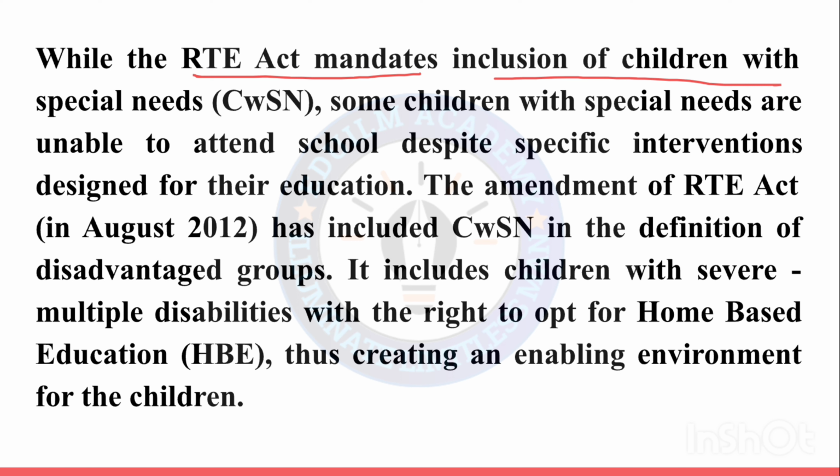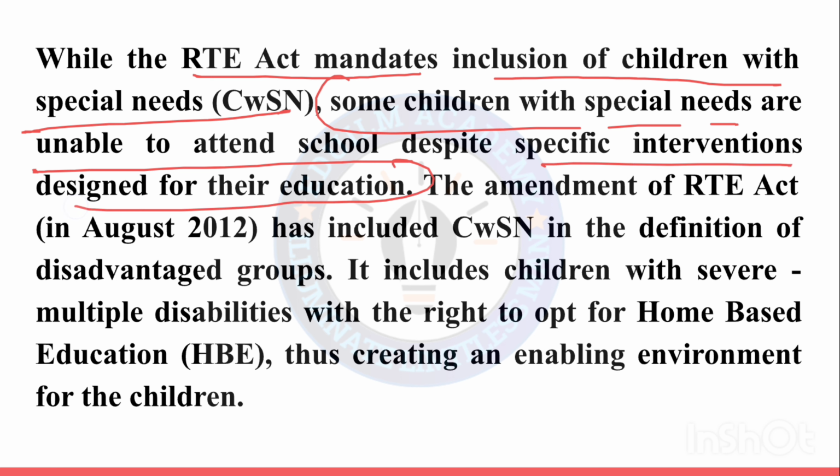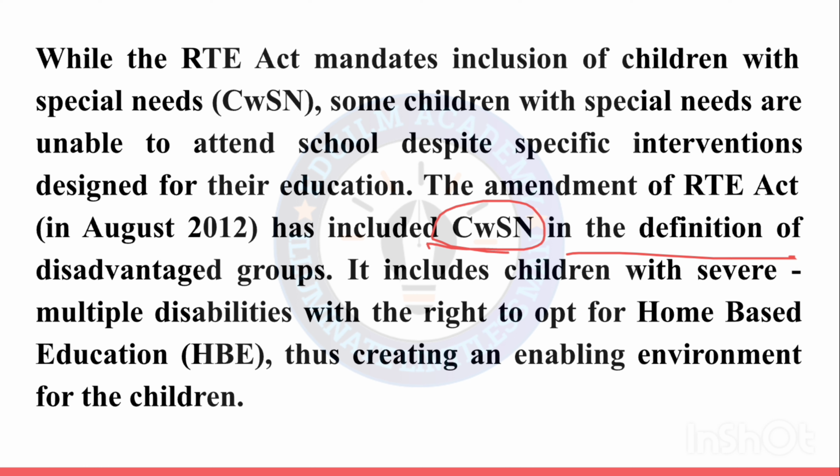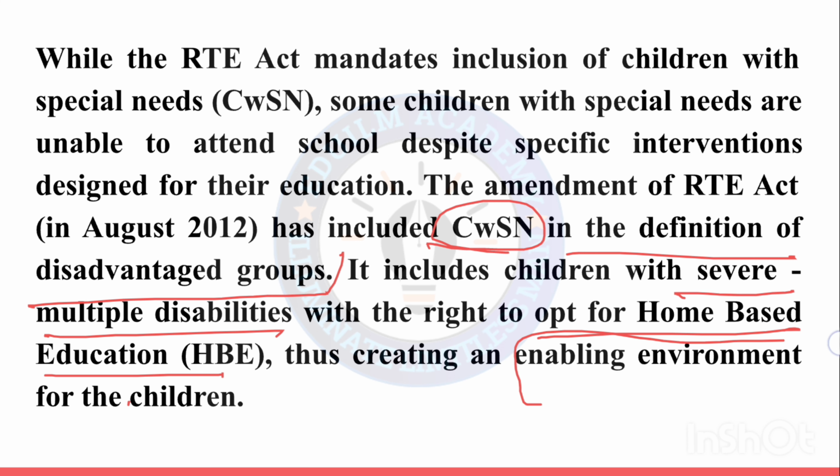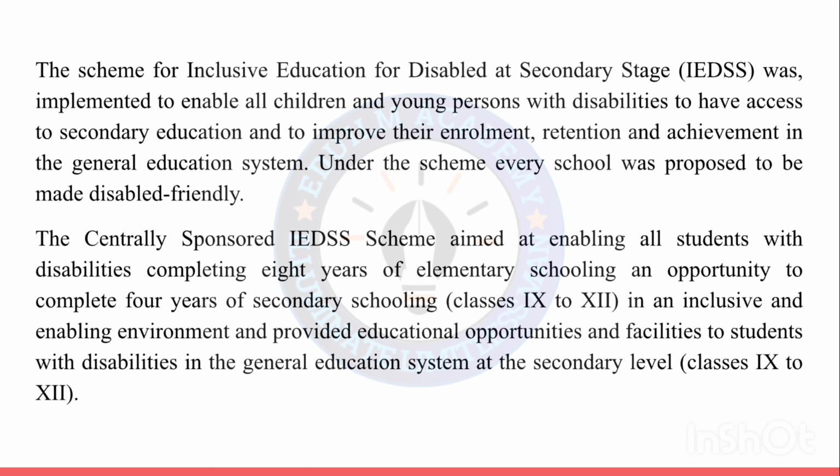The Right to Education Act mandates inclusion of children with special needs. Some children with special needs are unable to attend school despite specific interventions designed for their education. The amendment of the RTE Act in August 2012 has included children with special needs in the definition of disadvantaged groups. It includes children with severe multiple disabilities with the right to opt for home-based education, thus creating an enabling environment for the children.